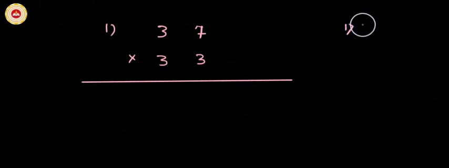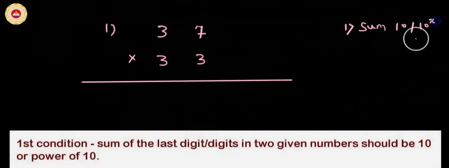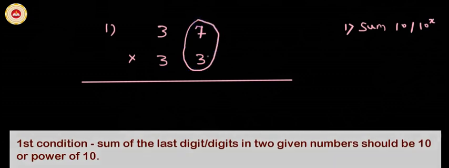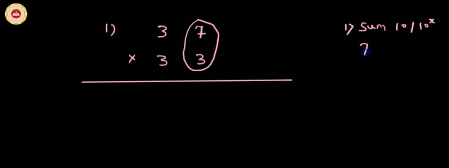First condition is the sum of the last digits in multiplicand and multiplier should be 10 or its powers. See, 10 or power of 10, x equal to 1, 2, 3 and so on. Sum of these last digits should be 10 or its powers. In this case, 7 plus 3 is 10. That means first condition is satisfied.